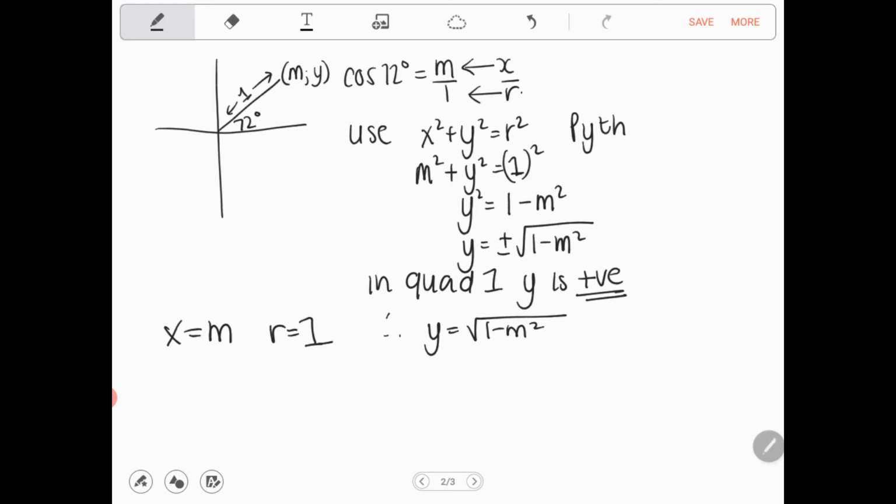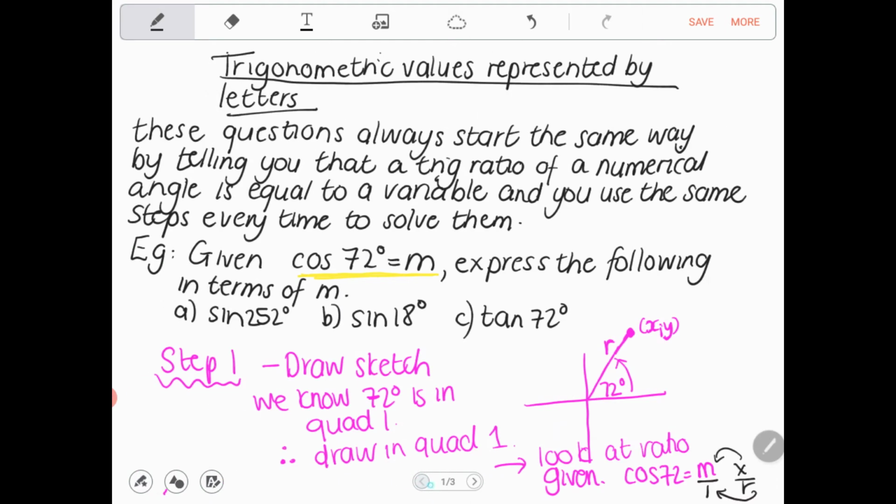Okay, so those are exactly the same steps that we would use for trig on your Cartesian plane without a calculator. Where are you drawing? What is your x? What is your y? And what is your r? And now we answer the questions. Okay, so my first question was, find sine 252.